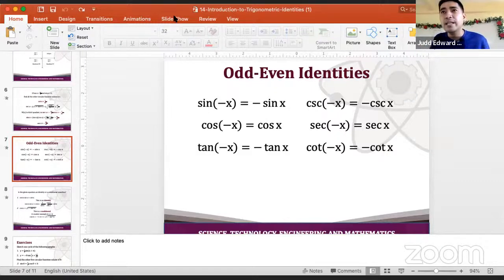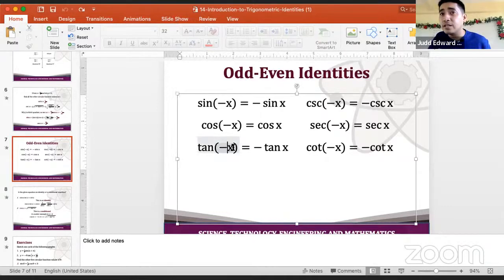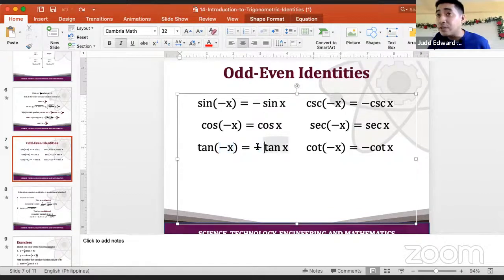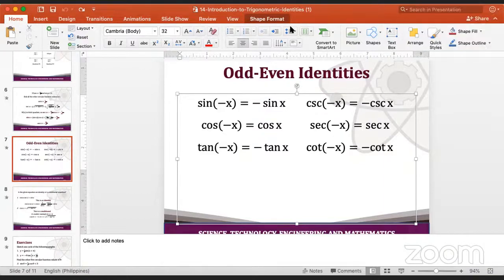Ang negative po dyan, kung negative yung angle, tapos tinatanong ka what happens to sine, cosecant, tangent, cotangent, it remains negative. Yung function niya nagiging negative, yung angle nagiging positive. Tama po ba? So, for example, this is tangent. So, tangent of negative x, magiging negative tangent of x na yan. Okay? So, is this clear po? Maliwanag po ba yung odd-even identities natin? Yes po. Okay, so I'll stop na.